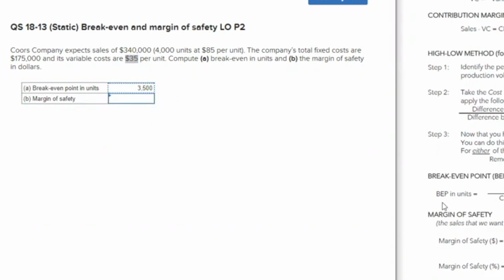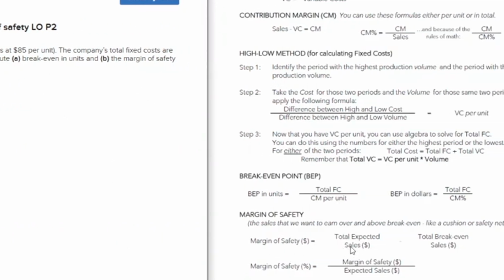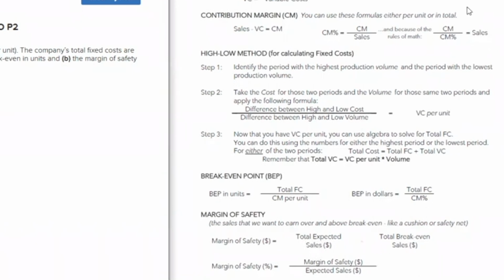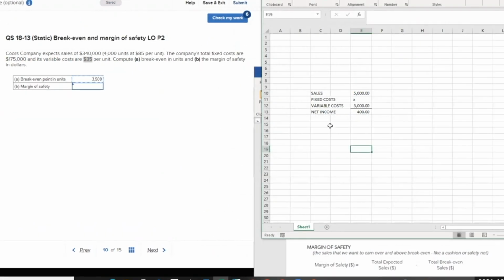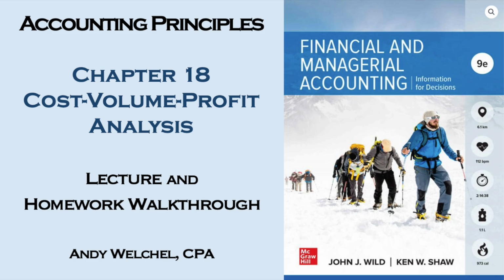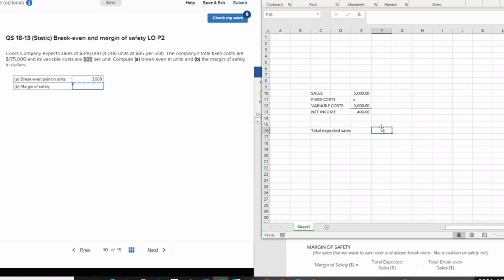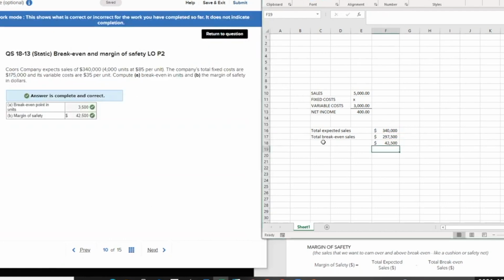Oh, I want the margin of safety in dollars. Okay, so the margin of safety in dollars is total expected sales minus total break-even sales. So what are my total expected sales? Total expected sales, $340,000 given to me, minus my total break-even sales. I got to sell 3,500 units to break even, right? And we'll sell this stuff for $85 per unit, right? Yeah, 297.5 is my break-even sales. So if I just subtract the two, I'm going to get 42,500. All right, and that is called margin of safety in dollars, obviously.